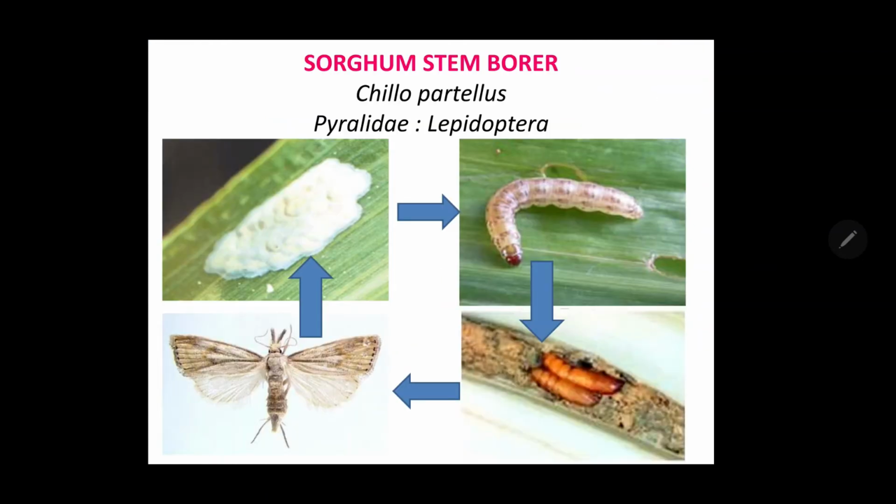Now we'll move to another pest, that is sorghum stem borer. Its scientific name is Chilo partellus. It belongs to family Pyralidae, order Lepidoptera. Similar to the previous pyralid pest, that is yellow stem borer, it also lays its eggs in clusters and the larvae migrate towards the leaf surface.